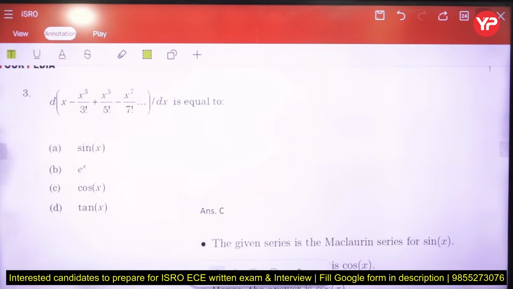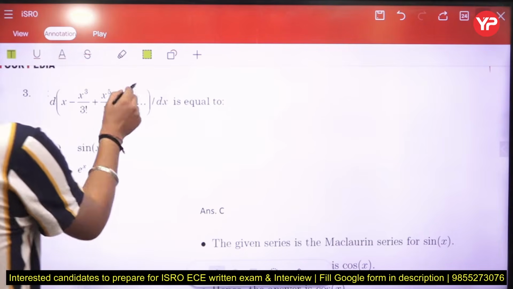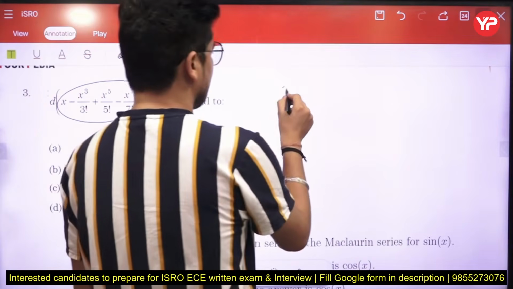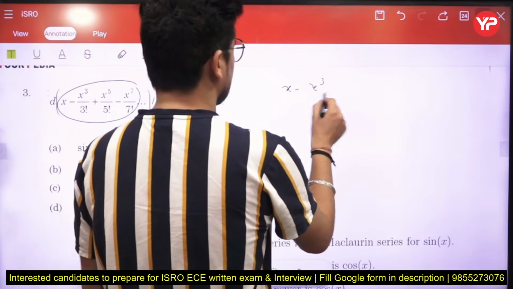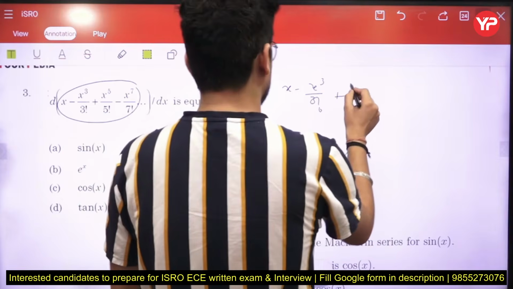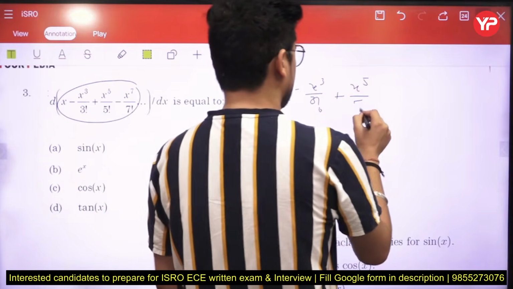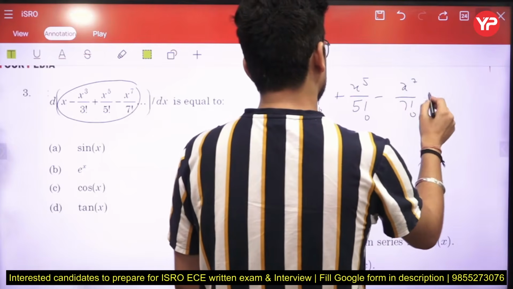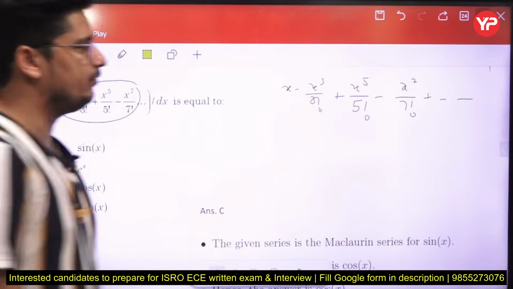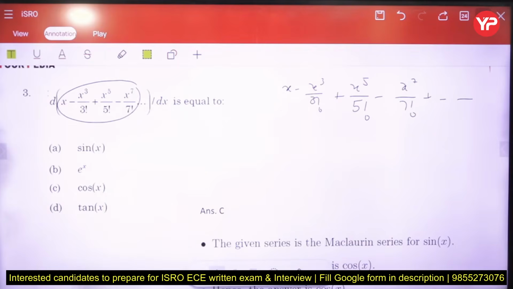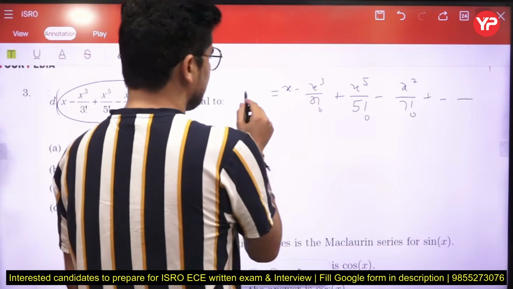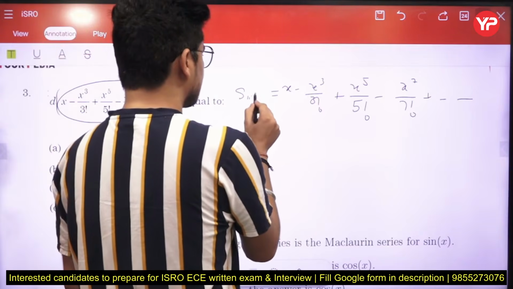Next, we have to find its derivative. So basically, first we are talking about this inside function, that is x minus x cube by 3 factorial, then plus x to the power 5 by 5 factorial, then minus x to the power 7 by 7 factorial, like that. So we have this equation, right? This is a power series expansion of what? This is having odd terms, so this will be the expansion of sin x.